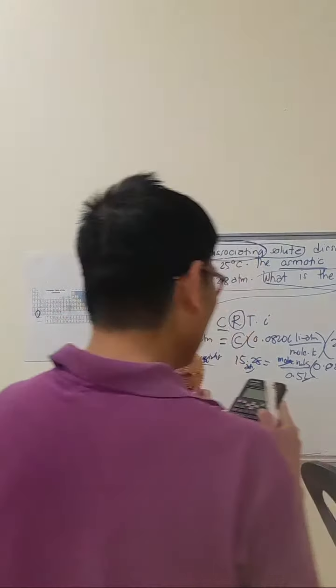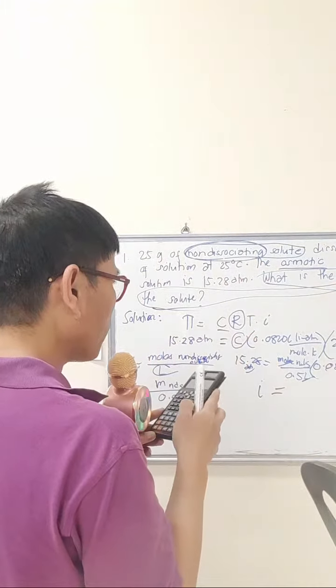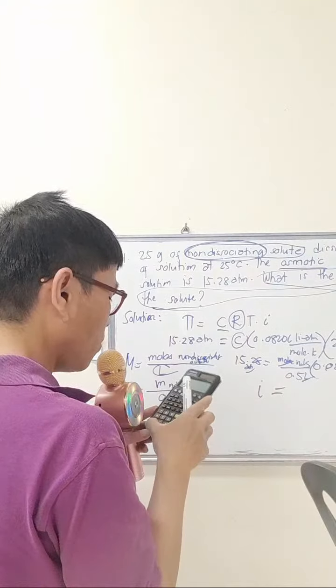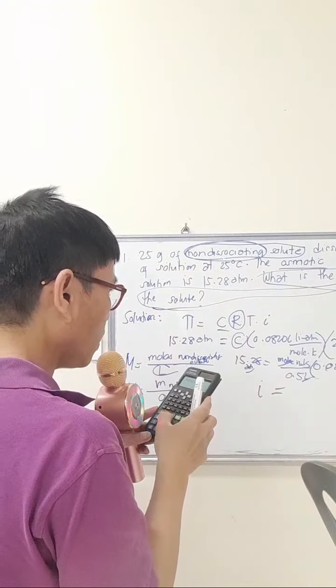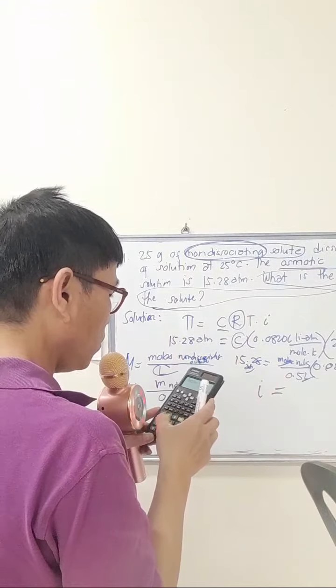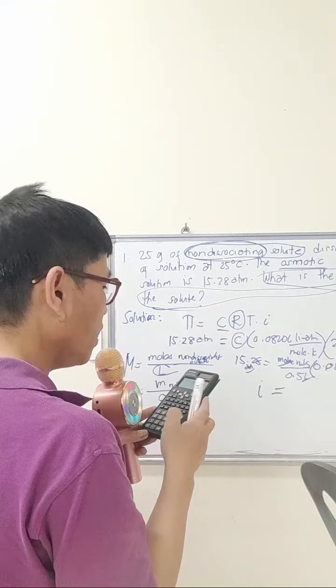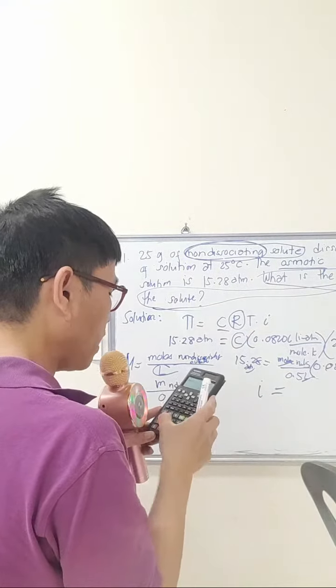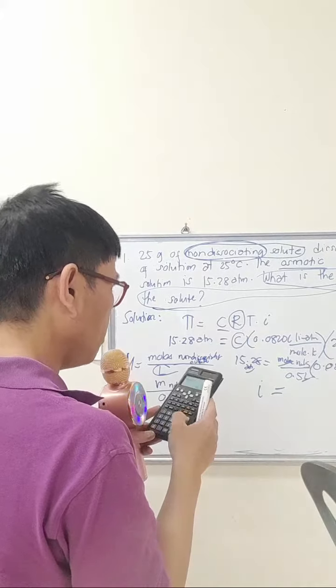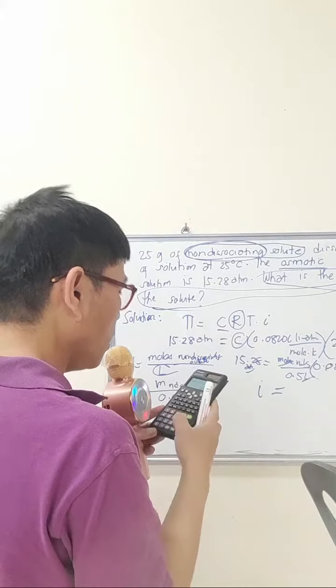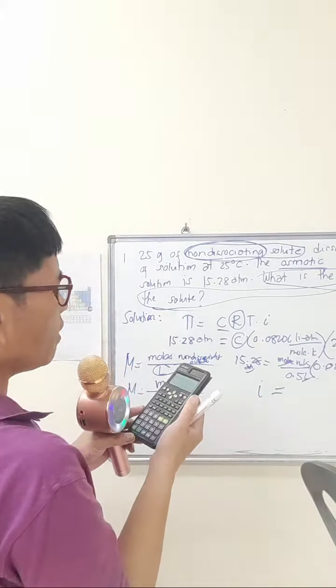I'll tell you. Okay, so i is equal to 0.08206 times 298. Okay, then divide, because PEMDAS, then divided by 15.28. So our i, guys, is, what's this?